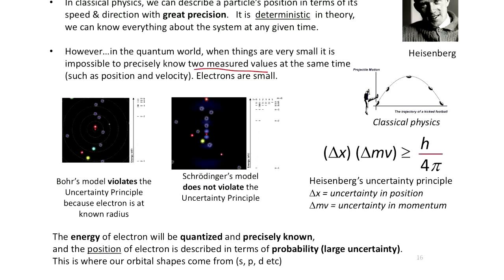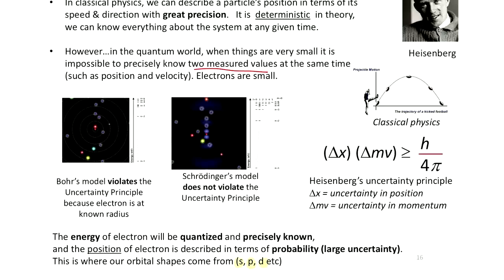So what we do is make their location less specific. All right, so we basically make these probability diagrams, or orbitals, of where electrons can be found. So we say that the energy of the electron is quantized. We know that precisely, but the position we describe in terms of probability with a large uncertainty, and this is where our orbital shapes come from, S, P, and D.